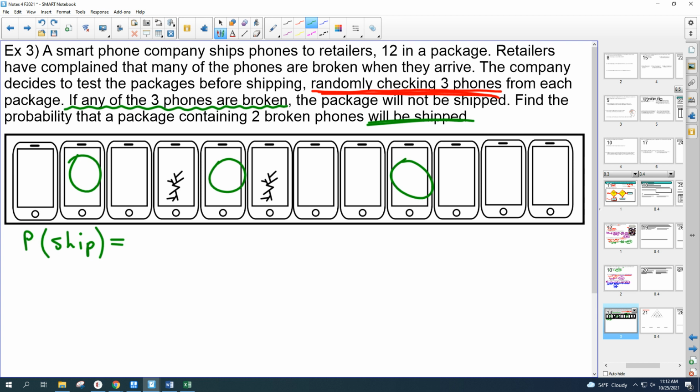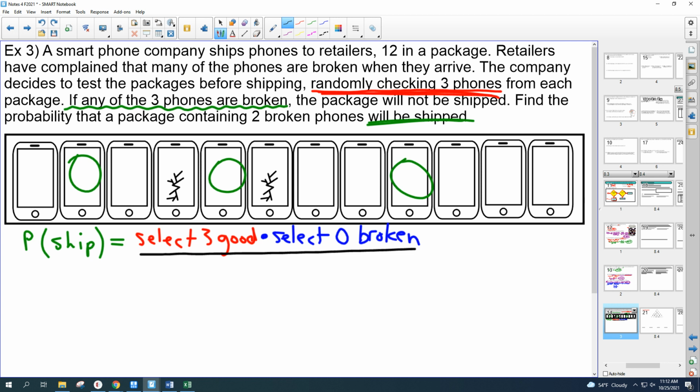Think about what we have to do. What we have to do is select 3 good phones, and you can understand that that implies selecting 0 broken if you want. But it turns out since that's 0, it doesn't really matter. That's what we're trying to do, right? We want to select 3 good ones and 0 broken ones.